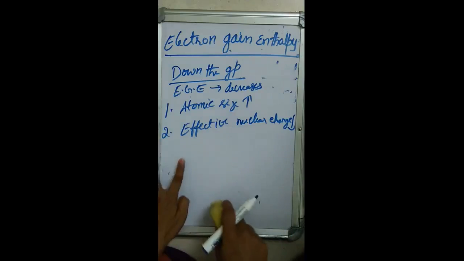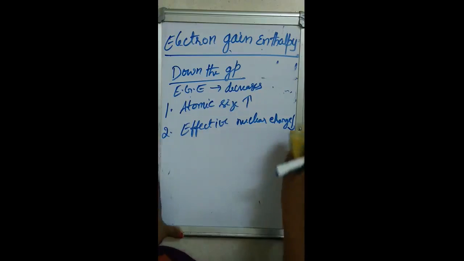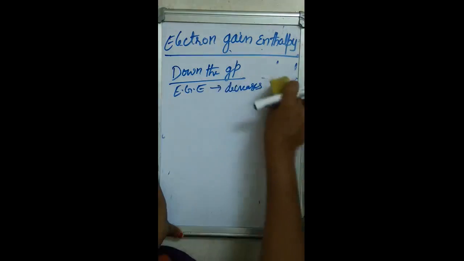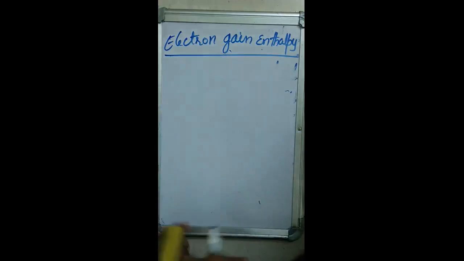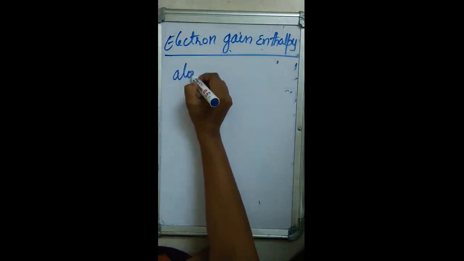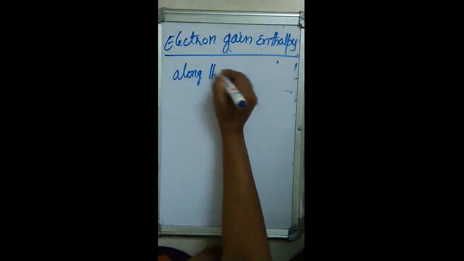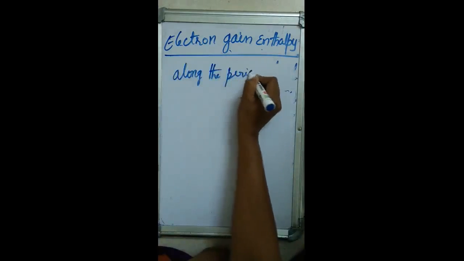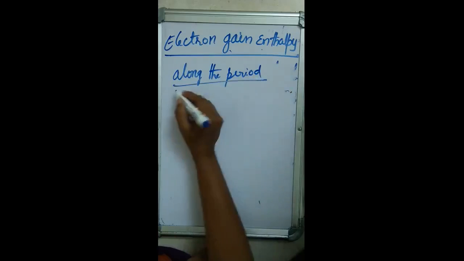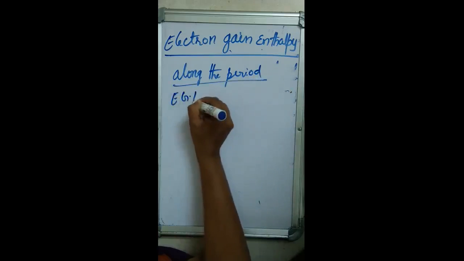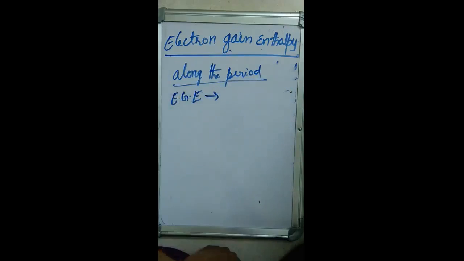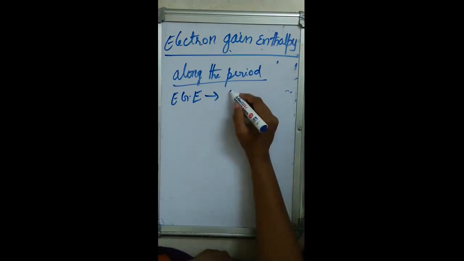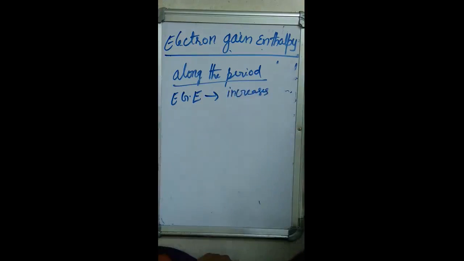So this is the concept about down the group. Now we'll move to along the period. Along the period, the same concept is repeated. Ionization enthalpy increases along the period, and electron gain enthalpy also increases along the period.